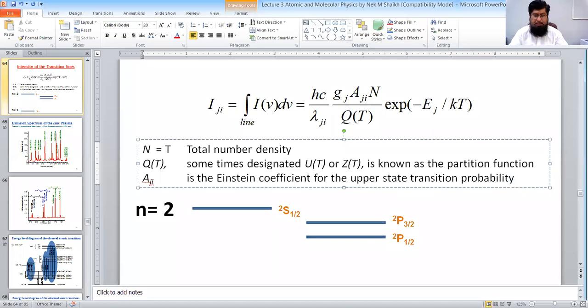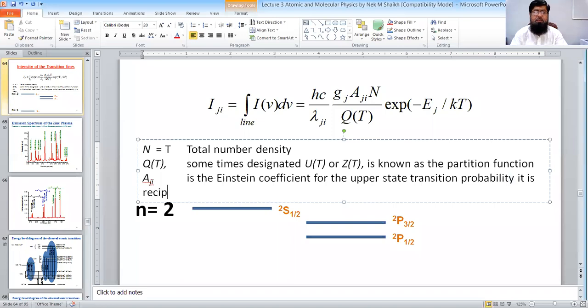So it is the reciprocal of the lifetime of the electron in the excited state. So this constant is the reciprocal of the lifetime in the excited state. Okay.